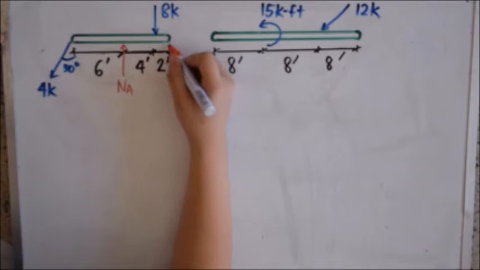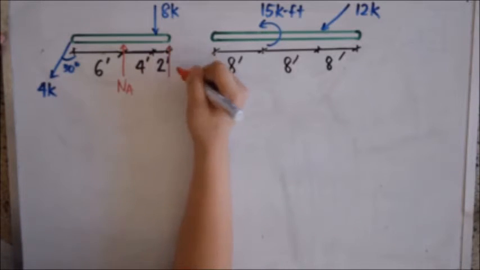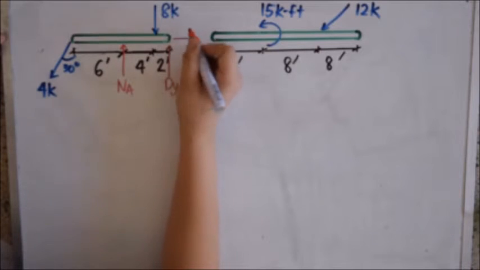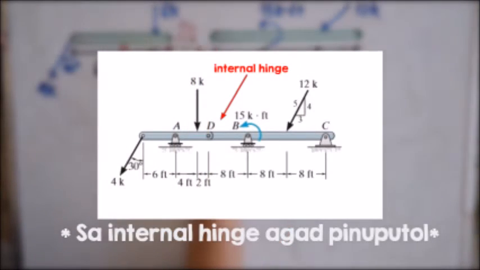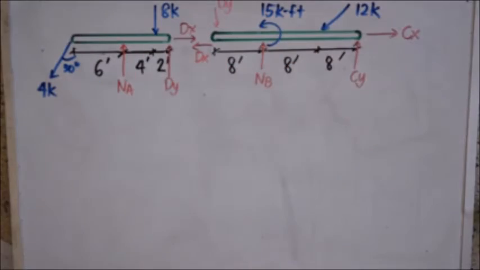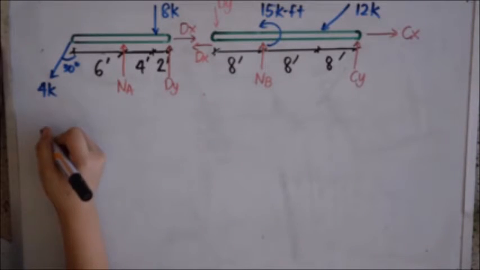Para makuha natin ang mga reaction sa beam na to, putulin natin yung beam sa point P kung saan may internal hinge. Note, pag nakakita ka ng internal hinge, automatic, dun mo siya puputulin. Then kunin natin yung mga reaction using equilibrium equations. Consider first the left side.